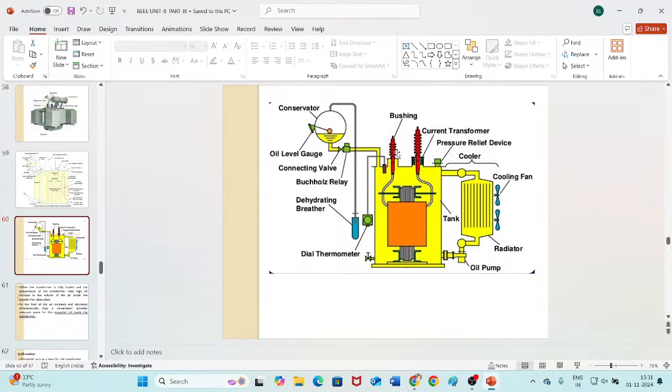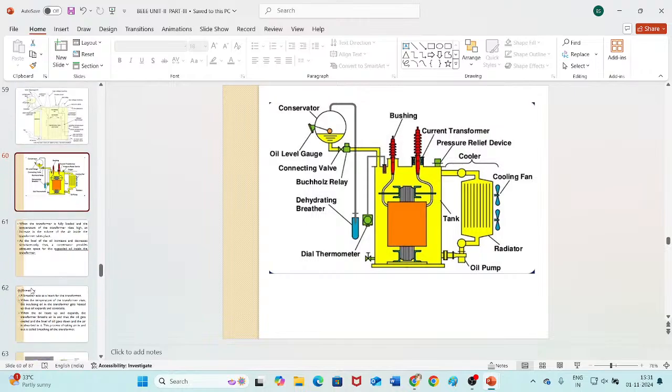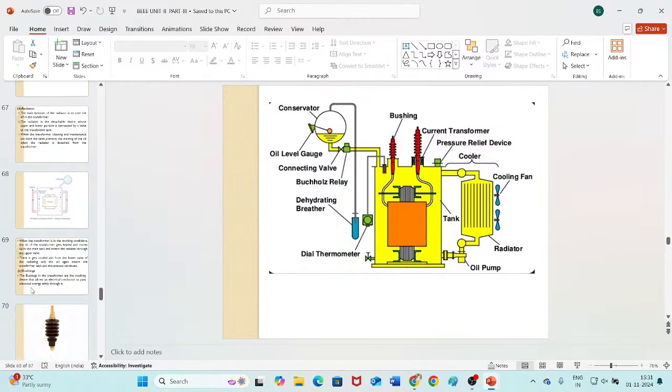Now let us see the bushings. You can see here I mentioned bushing. These are the bushings. The bushings in the transformer are the insulating devices that allow electrical conductors to pass electrical energy safely through it. So it will allow the electrical conductors to pass the current safely through it.